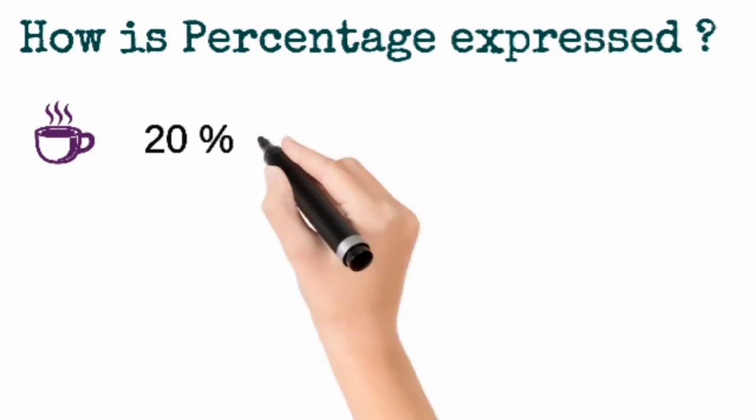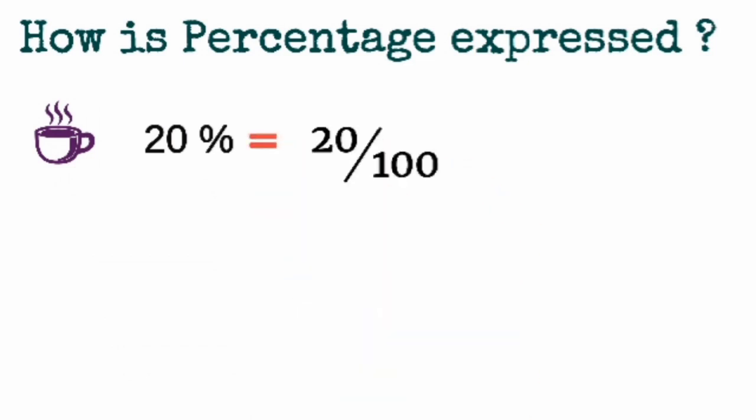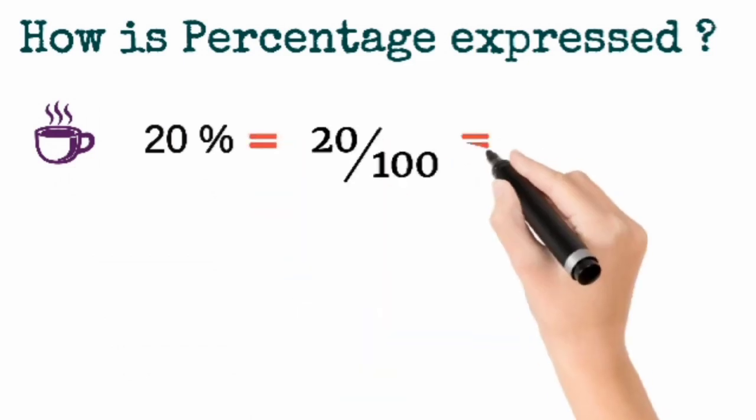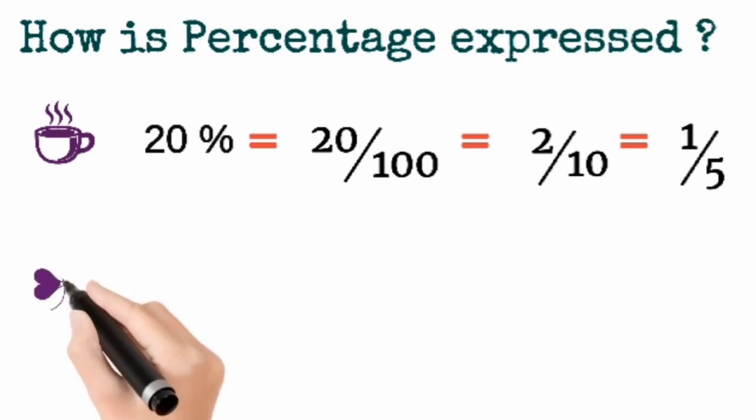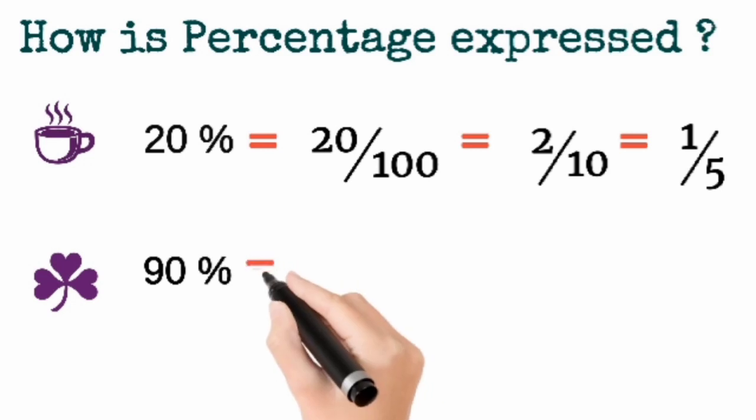How is percentage expressed? We have our 20%, and it is expressed as 20 over 100, which is the same as 2 over 10 when breaking down. And it is the same as 1/5 or 1 over 5, because 2 multiplied by 5 is 10. Or 2 can go into itself 1 time, and it can go into 10 5 times. So 1 over 5 is the same as 20% as a fraction.